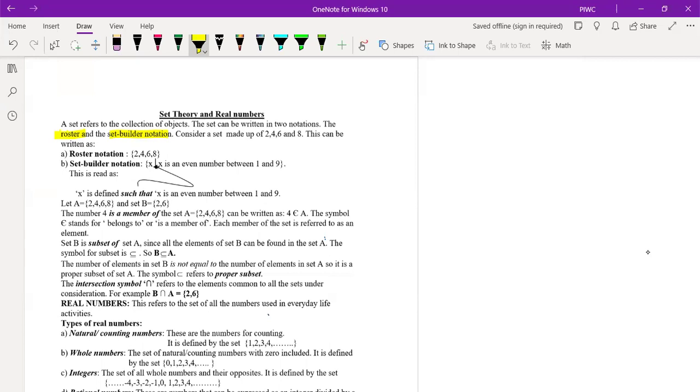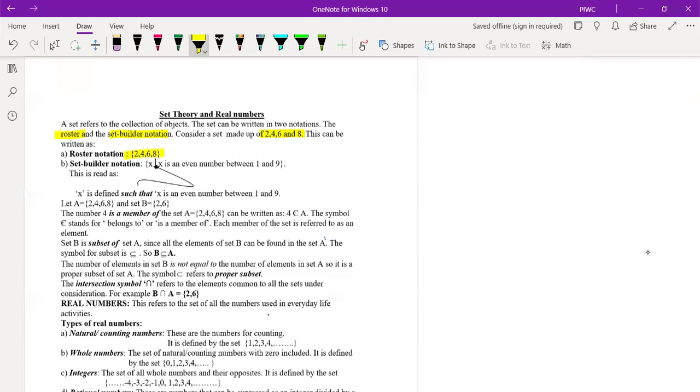Consider a set that's made up of the numbers 2, 4, 6, and 8, right? Now, in the roster notation, we use the curly brackets. So you write the numbers within the brackets, as you can see over here. Okay, that is the roster notation. So roster, like you are listing items or certain objects in the curly brackets.